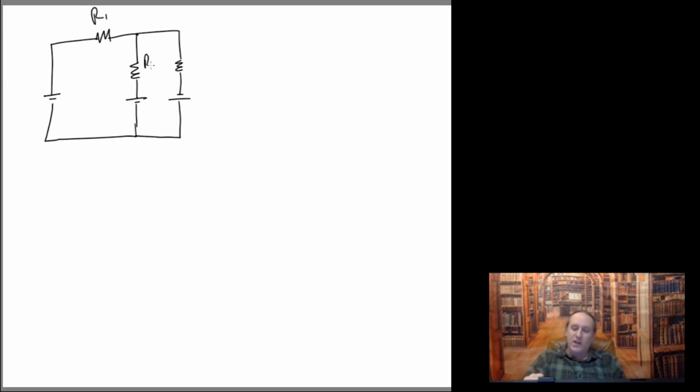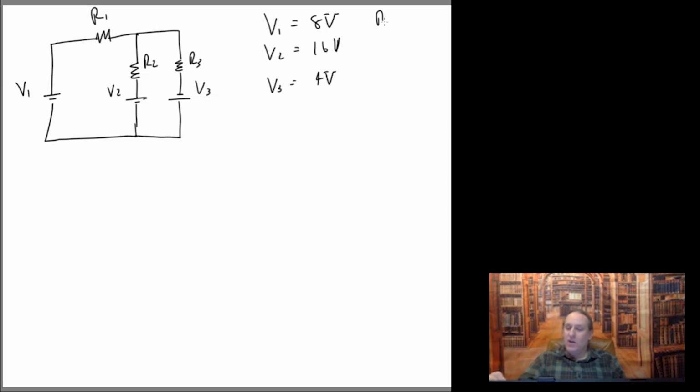So we have an R1, an R2, and an R3, and a V1, a V2, and a V3. V1 is equal to 8 volts. V2 is equal to 16 volts. And V3 is equal to 4 volts. While R1 is 10 ohms, R2 is 20 ohms, and R3 is 30 ohms.